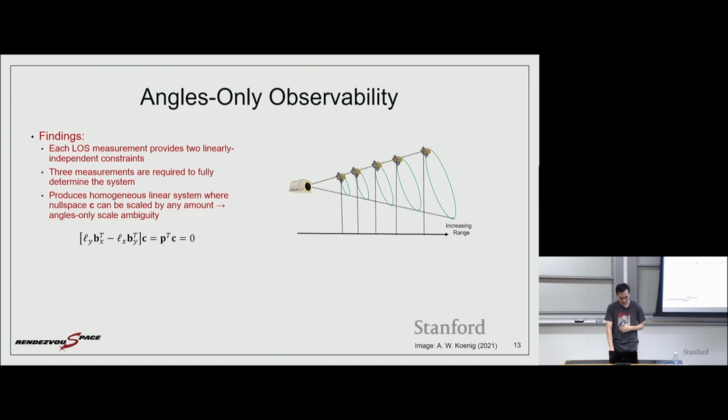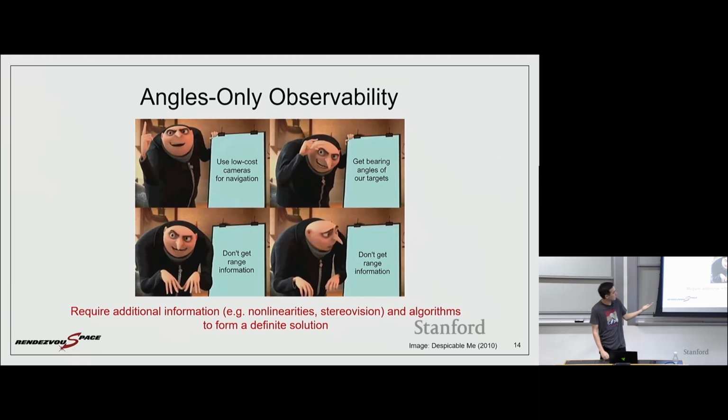So we have this problem where we had this very nice idea of using low-cost cameras for navigation. We have the bearing angles, which are great, but we don't get range information, which means we require additional information to solve for a definite solution. And this can come in various forms. It can be, for example, nonlinearities or stereo vision, but we need something else to work with.